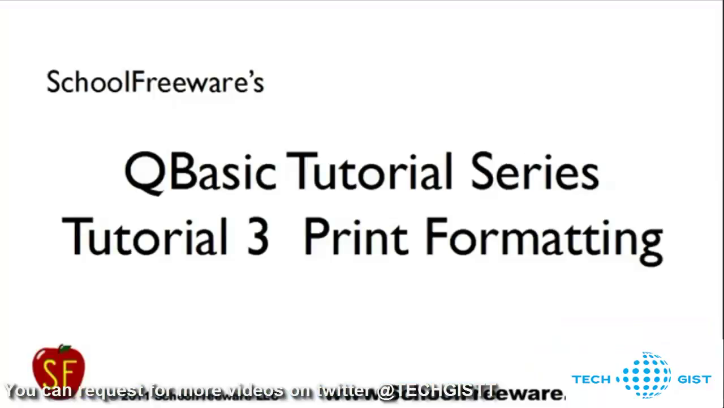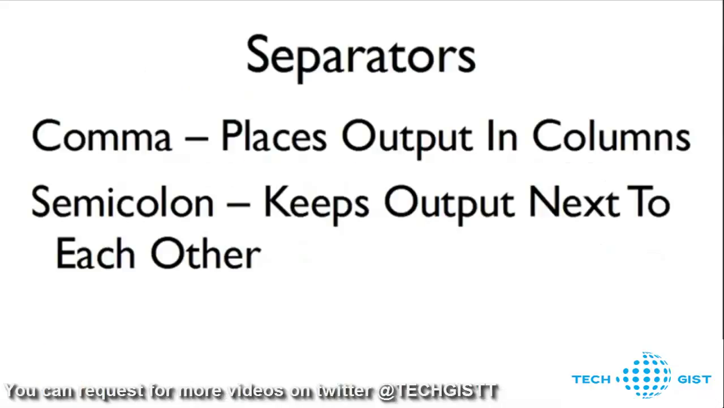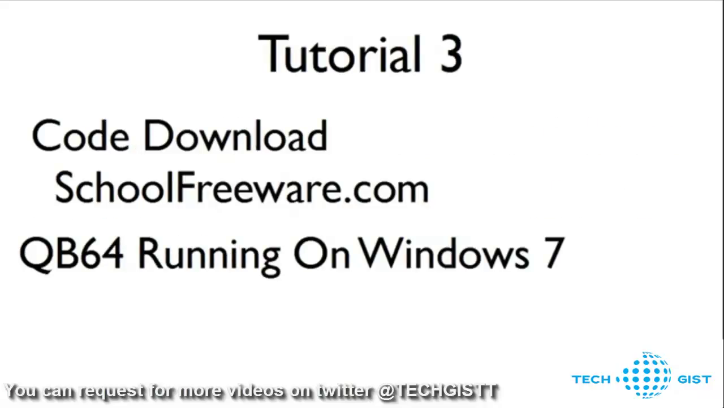School Freeware's QBasic tutorial series, Tutorial 3, Print Formatting. Within this tutorial, we'll use separators. There are two basic separators. One is a comma, which places the output in columns. The other is a semicolon, which keeps the output next to each other. The code for tutorial 3 can be downloaded for free at schoolfreeware.com, and this tutorial uses QB64 running on Windows 7.